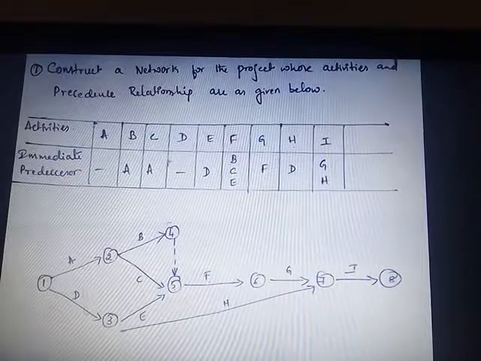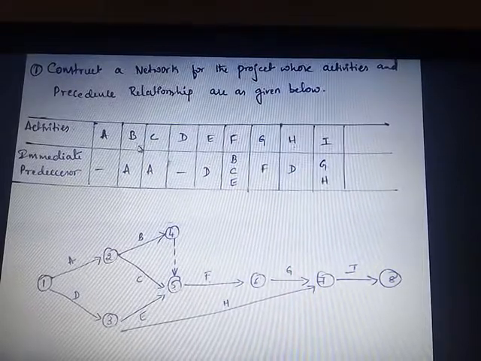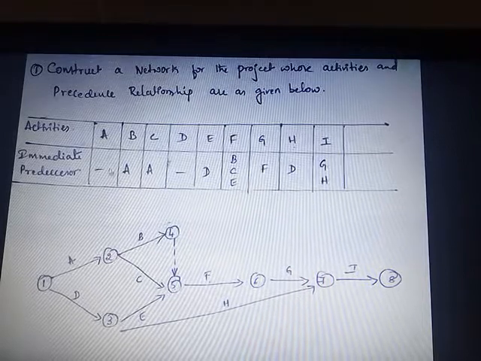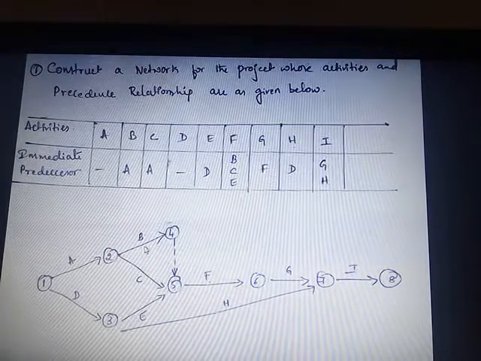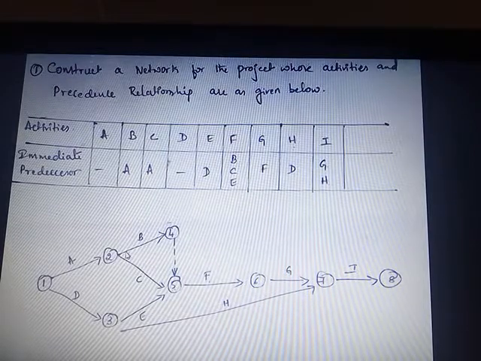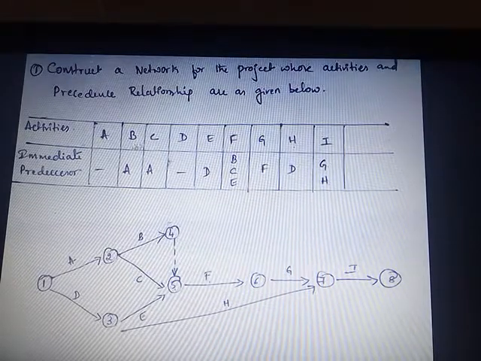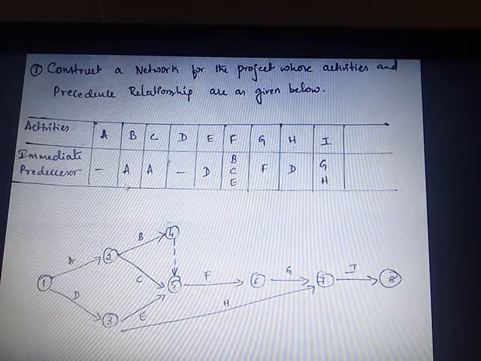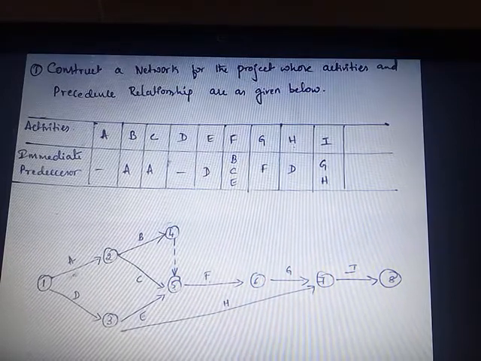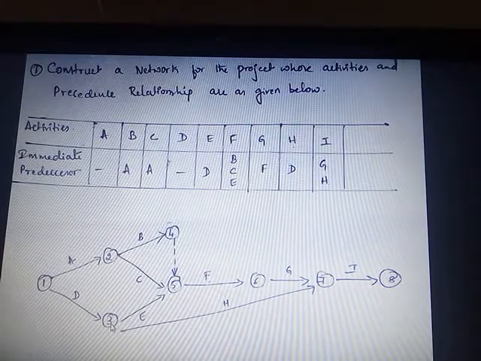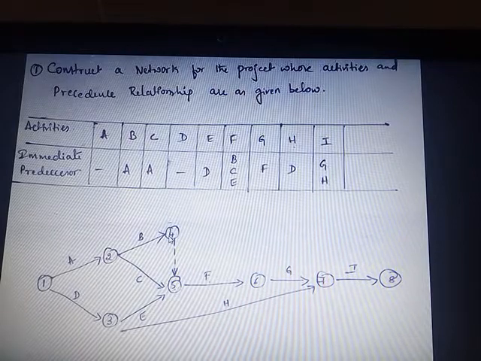Next is C. B and C activities are the successors of A activity. B and C are the activities. The immediate predecessor of B and C is A. So from the activity A, B and C arrive. So already we have written 3. Next nodes are 4 and 5.